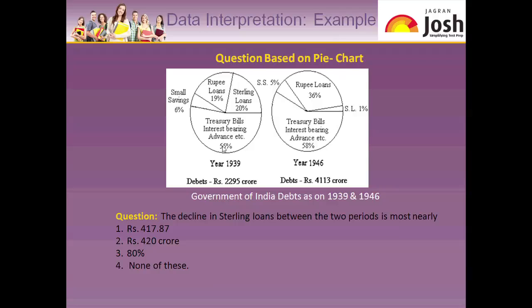This question is based on data represented in the form of a pie chart. This data represents Government of India debts as on 1939 and 1946. The question is, the decline in sterling loans between the two periods is most nearly out of what? Now, students need to analyze the data, solve and find out the correct answer out of the four given options.